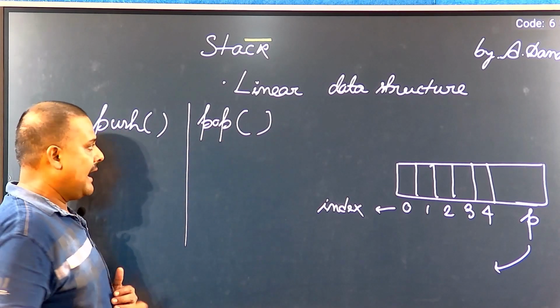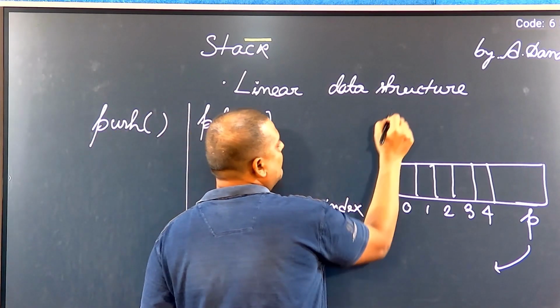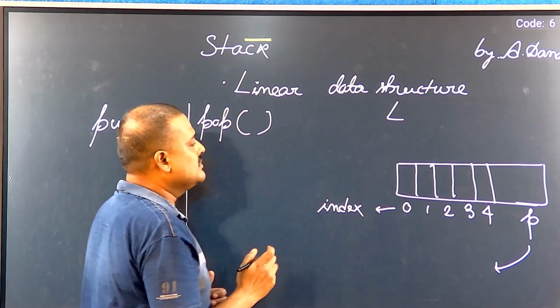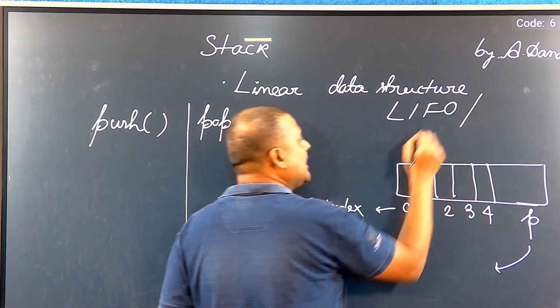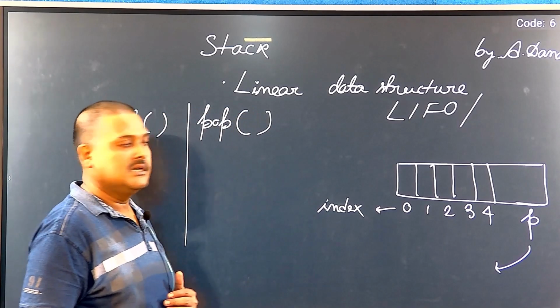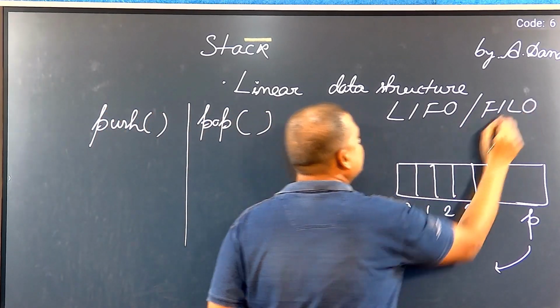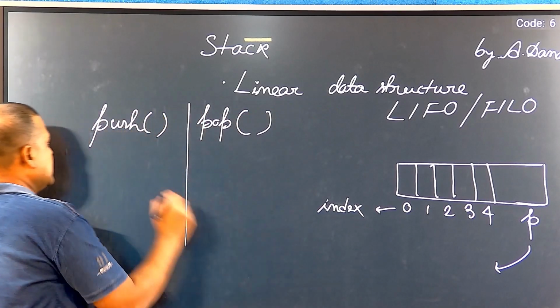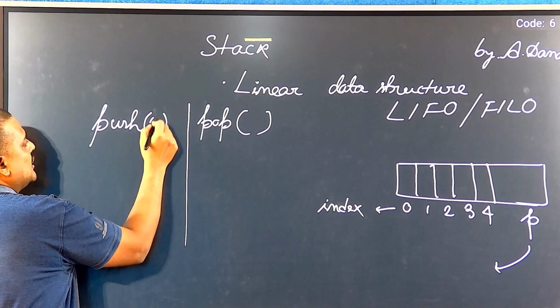Now, we have some elements. These elements will follow a particular order that a stack follows, that is last in first out, or it can also be called first in last out. Say for example, I want to push an element, the element is 2.